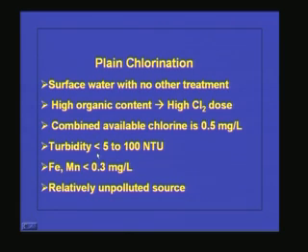NTU, preferably 5 NTU, because if more turbidity is there, the disinfection will not be effective. Fe and Mn should be less than 0.3 milligram per liter. If the concentration of Fe and Mn is higher, what will happen? They will utilize the chlorine, which is a strong oxidizing agent, for the oxidation of Fe2+ to Fe3+ and manganese. Whatever chlorine you are adding is mostly used for the oxidation of the other pollutants. That is why we say plain chlorination can be applied only to relatively unpolluted sources.